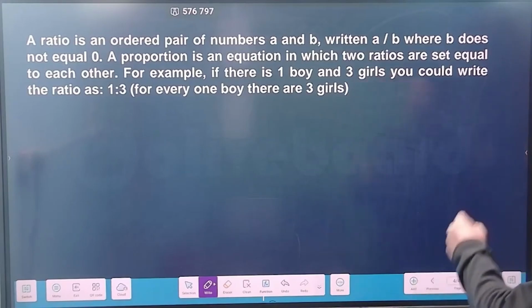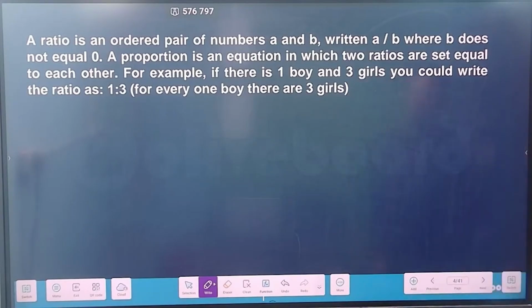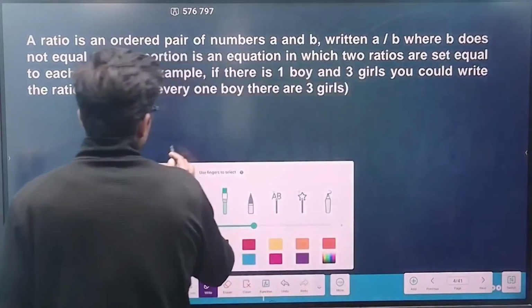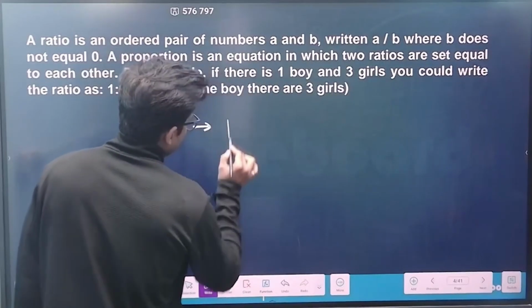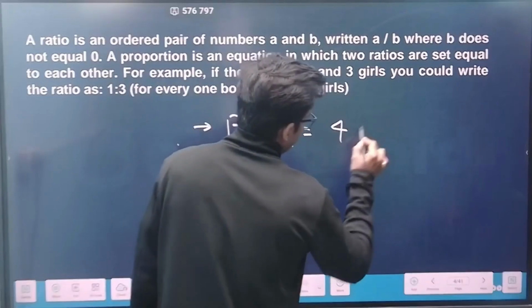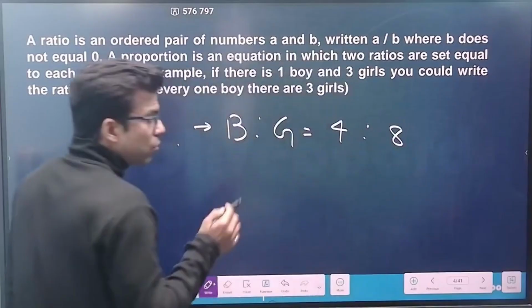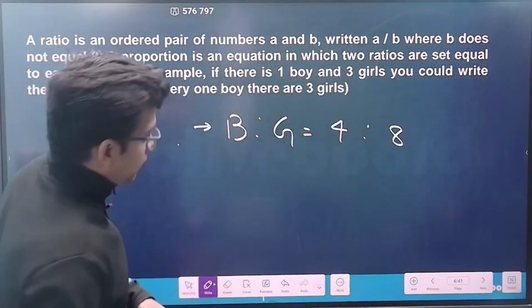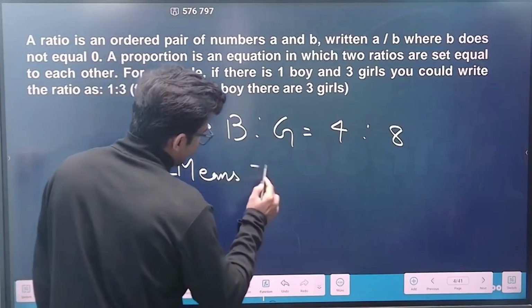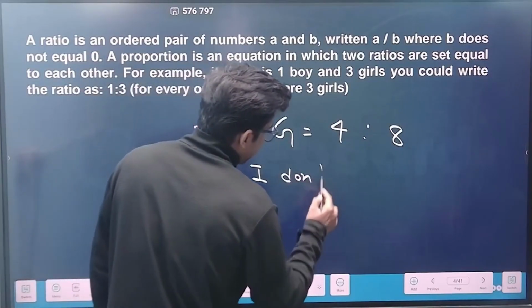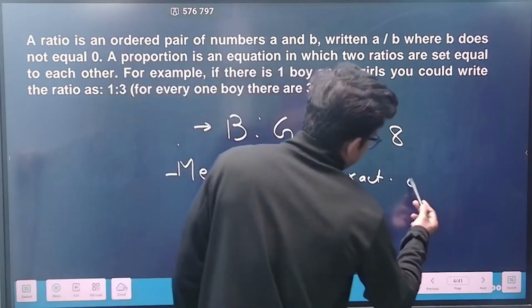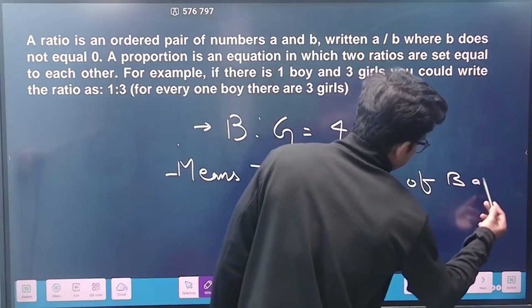A proportion is an equation in which two ratios are said to be equal to each other. For example, if I write boys is to girls, the ratio is 4 is to 8. This means I don't know the exact quantity of the boys and girls.